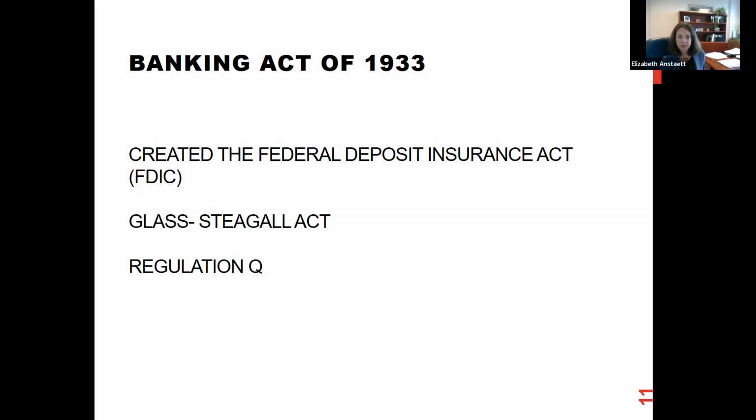Also part of the Banking Act of 1933 was the Glass-Steagall Act. This was the law that separated banking from investment banking or investment broker houses. Prior to that time, there was some controversy as to whether banks could do that or whether they could do it in their holding company, and the Glass-Steagall Act made it clear it was not allowed.